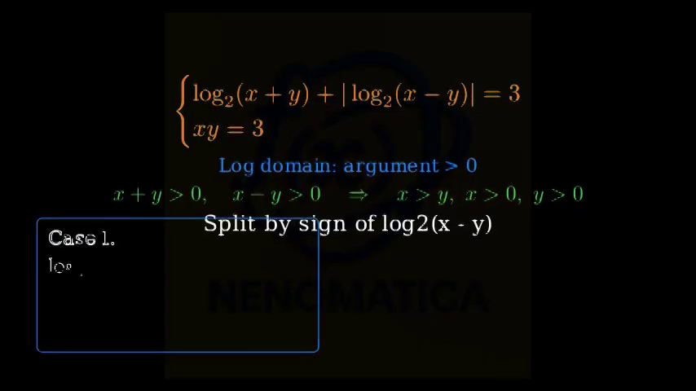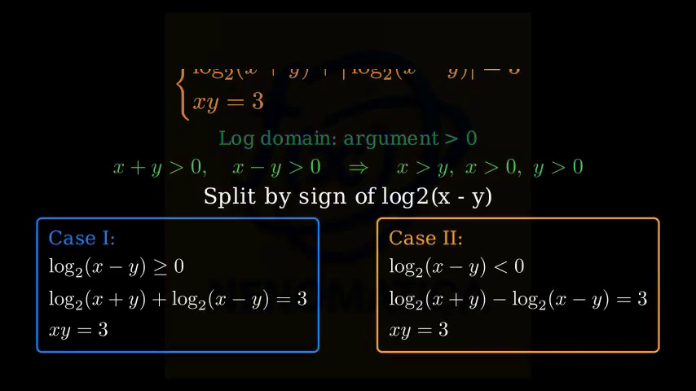Split the equation using the absolute value definition. Case 1. Log base 2 of x minus y is greater than or equal to 0. Then the absolute value does nothing, and we simply add the logarithms. Case 2. Log base 2 of x minus y is less than 0. Then the absolute value flips the sign, and we subtract logarithms.